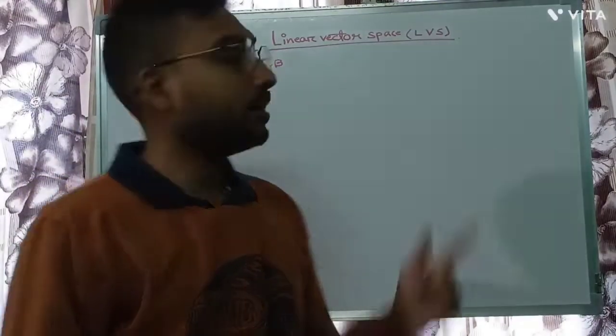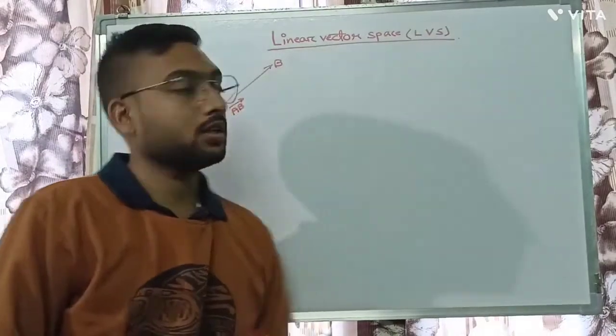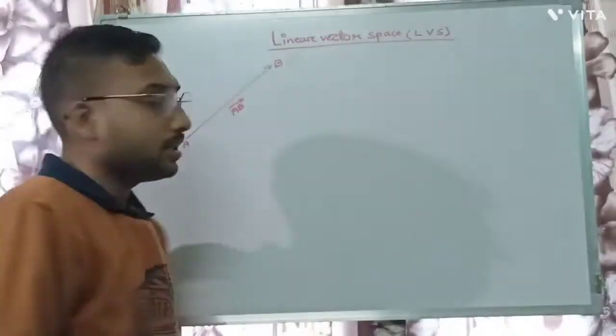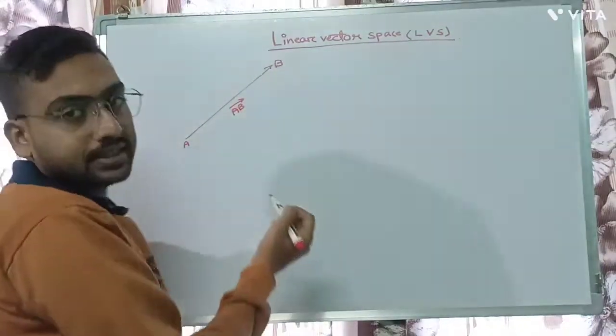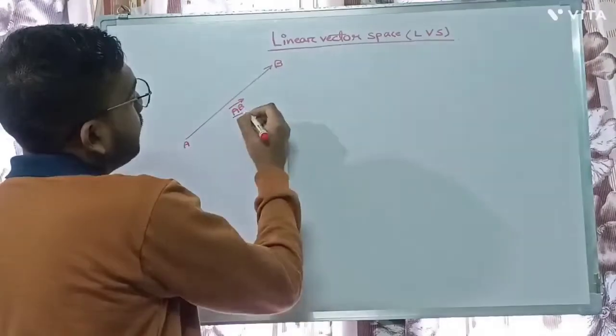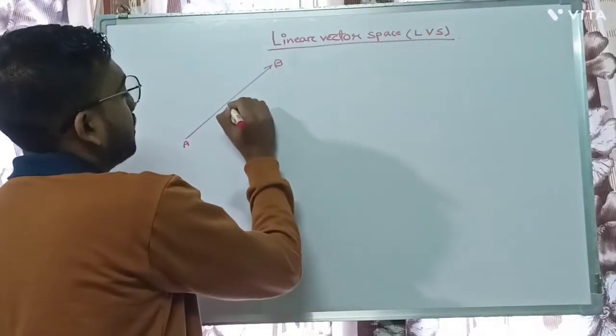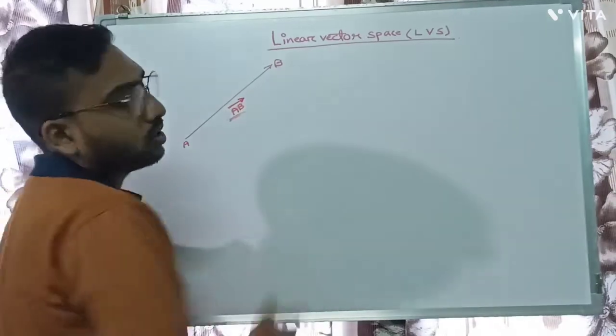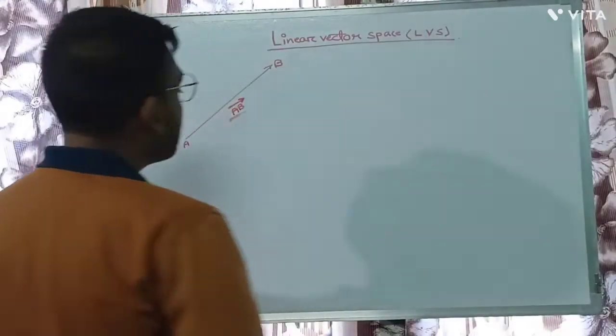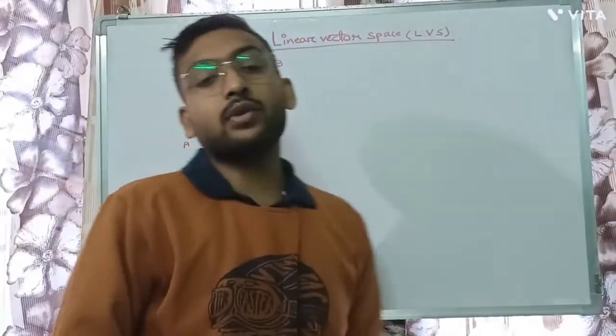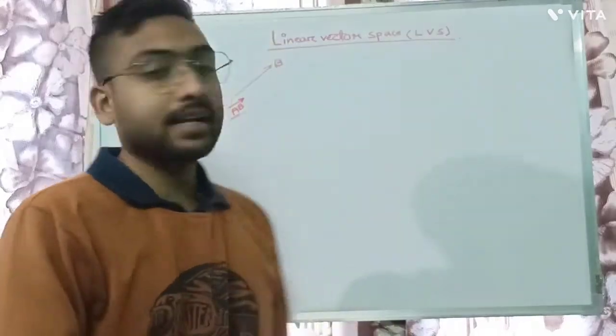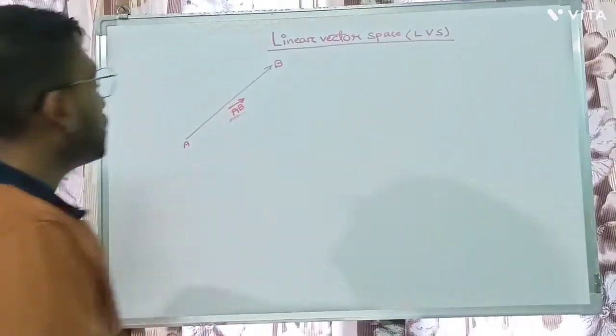So today we are going to learn about linear vector space. Any vector AB can be represented as the AB vector. This symbol is used to represent vectors. As we know, a vector quantity is that quantity which has both magnitude and direction.